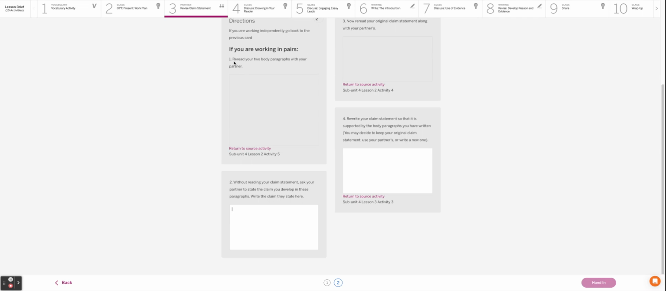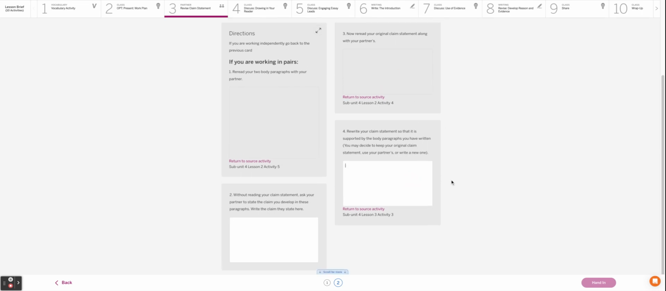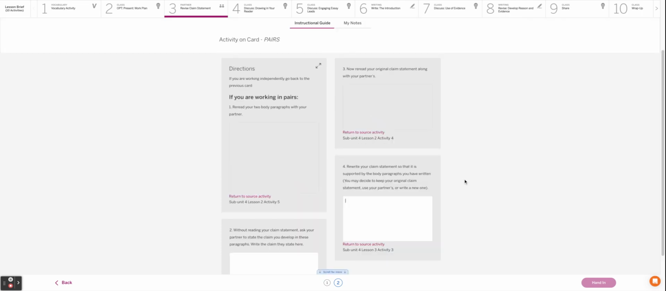So you're going to reread your body paragraphs to your partner, and without reading that claim statement, ask your partner to state the claim you develop in those paragraphs. You're going to write what they say in this little box right here. So you are paraphrasing what your partner says your claim is from your body paragraphs. Now do the same thing with your partner and make sure you hand it in. So you'll have two different claims, and your partner will have two different claims, yours and theirs, and they're going to have theirs and yours.